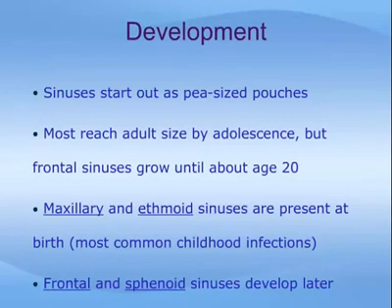The sinuses start out as pea-sized pouches and usually reach adult size by adolescence, with the frontal sinuses growing until about age 20. Present at birth, the maxillary and ethmoid sinuses are the sinuses most commonly involved in childhood infections, while the frontal and sphenoid sinuses develop later.